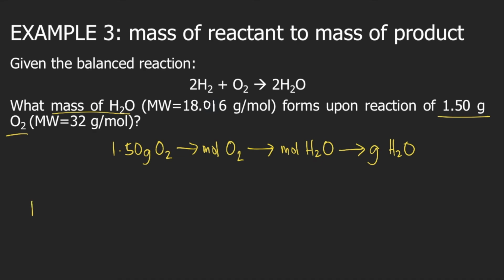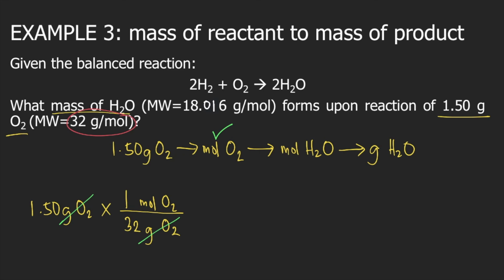So let's start the solution. 1.50 grams of O2. To convert this to moles, we will use the molar mass of O2, which is 32 grams per mole. So 1 mole of O2 is equivalent to 32 grams of O2. Grams of O2 will cancel. Now you have moles of O2. And then you use the mole method approach. According to the balanced reaction, 1 mole of O2 forms 2 moles of water. So you put 1 mole of O2 on the bottom, and on top you put 2 moles of water. So moles of O2 will cancel. Now you have moles of water.